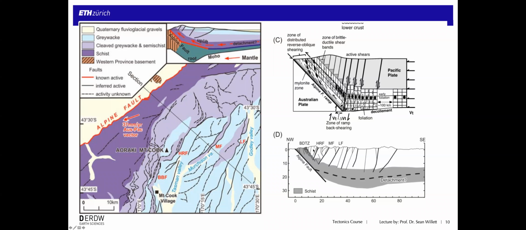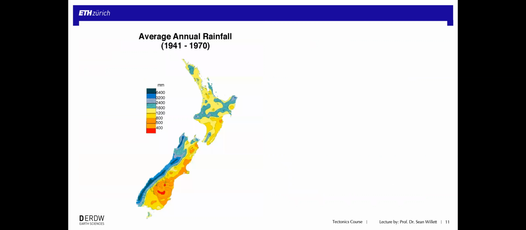We can look at the deformation. We can look at the thrusting associated with the Alpine fault or the other thrusts that are here. The whole zone is pretty widely deformed. But the other thing that's interesting about New Zealand is the climate, in particular what the spatial distribution of the rainfall is. This is the average annual rainfall across New Zealand.